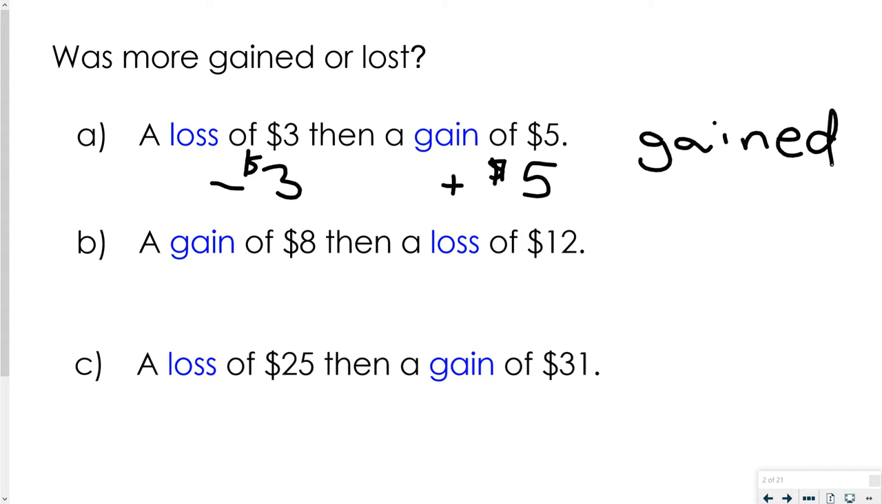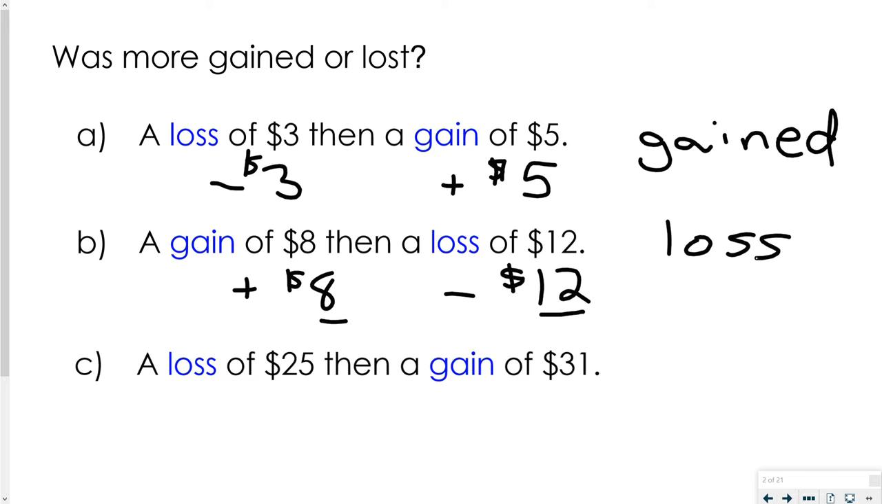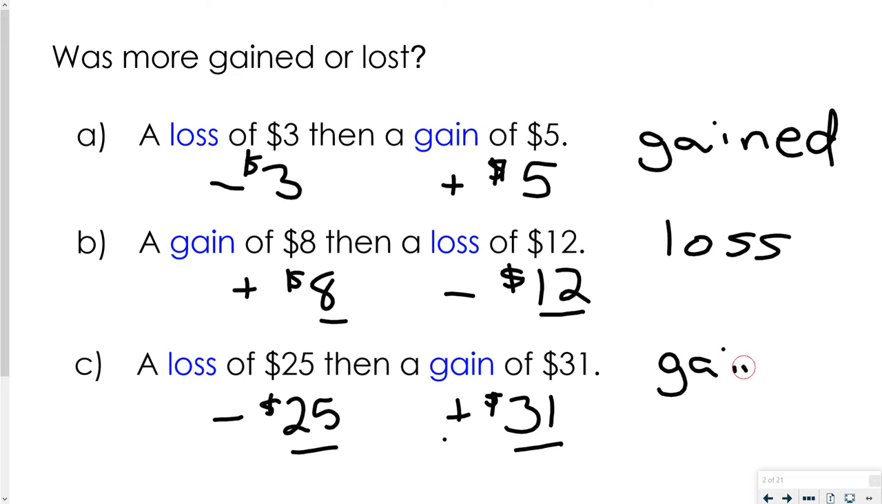In B, I have a gain of $8 and then a loss of $12. Which one's bigger, gain or loss? Again, look at the numbers, 8 and 12. 12 is bigger than 8 and 12 is a loss. So overall, it was a loss. In C, I have a loss of $25 and a gain of $31. So overall, was it a loss or a gain? Again, look at the numbers, 25, 31. 31's bigger, and it is a gain.